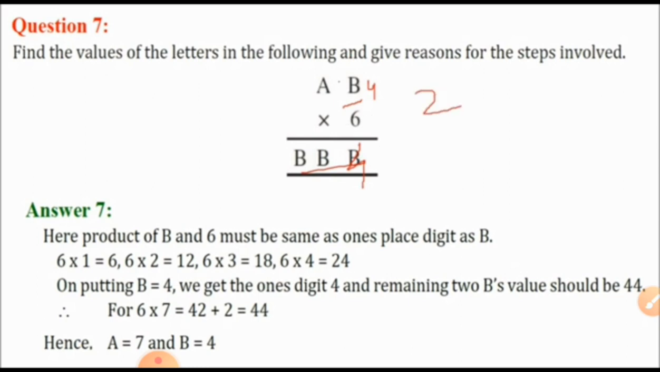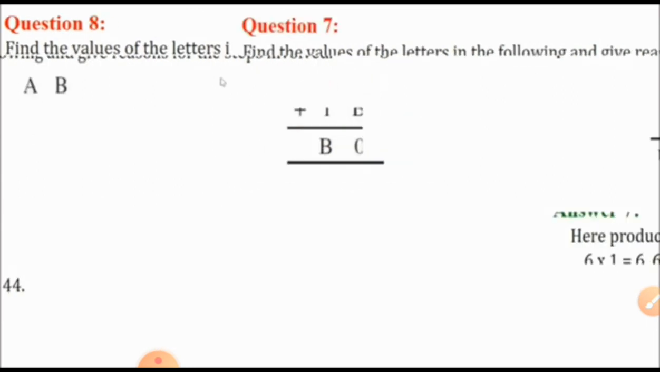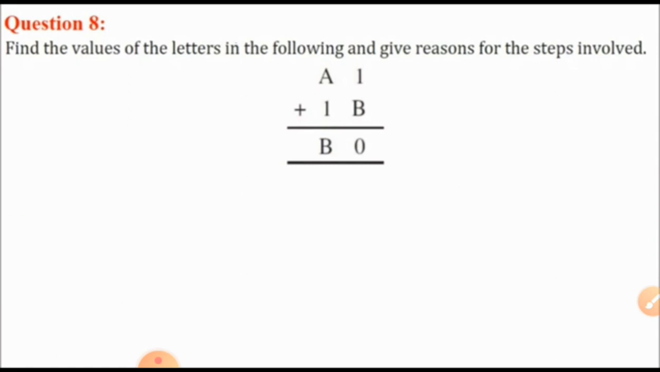Now think about the A. But look at the downside also: BB. BB means both should be 4. How will I get 4? In the 6 table, 44 is coming. No, 42 should come. 6 7s are 42 and plus 2 is 44.